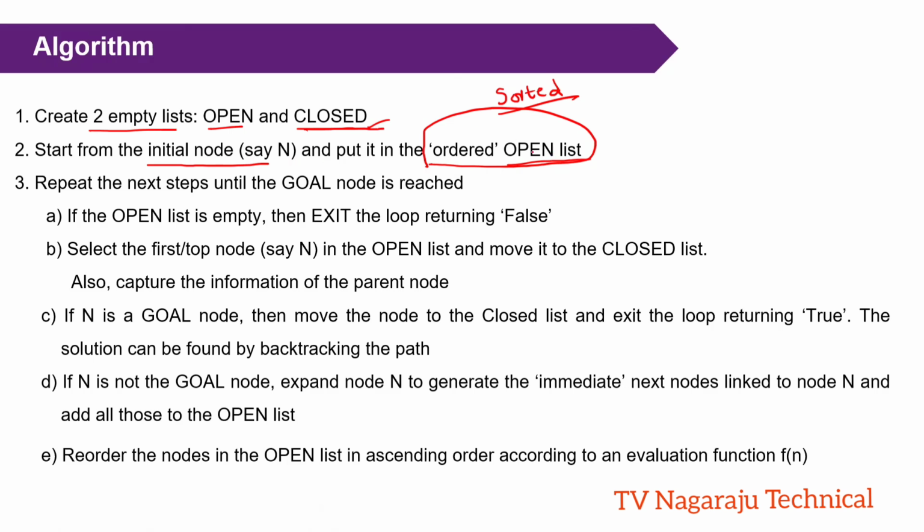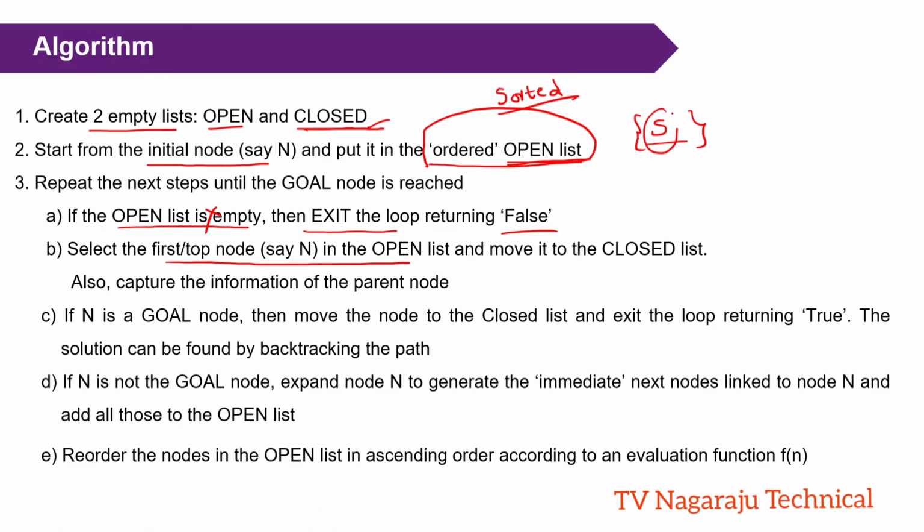Now, what is the procedure? Simply, we are repeating the process. Suppose the open list is empty, meaning there is no element in the open list, then stop the process and return false. That means the goal node is not reached. Now, if the open list is not empty, meaning it consists of at least one element, then what you need to do? Select the first node from the open list.